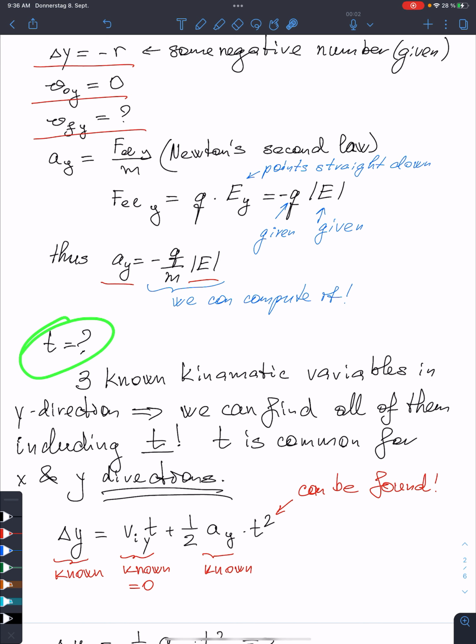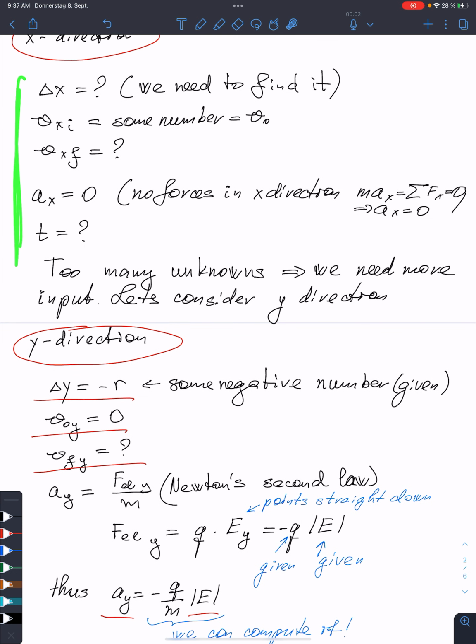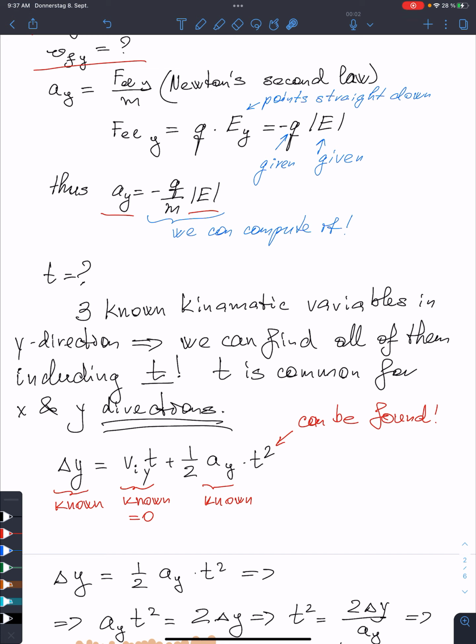But the time is a common variable with the motion in the x direction. And therefore, if we determine time, we will be able to solve the kinematic equations in the x direction as well. Once we solve this kinematic equation in the x direction, we will be able to find delta x. So let's proceed. Now we will have to find the appropriate kinematic equation which involves time, where time is unknown, but the other variables which enter into this kinematic equation are known.